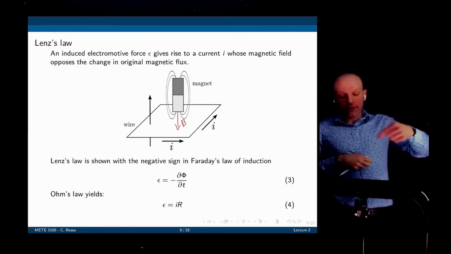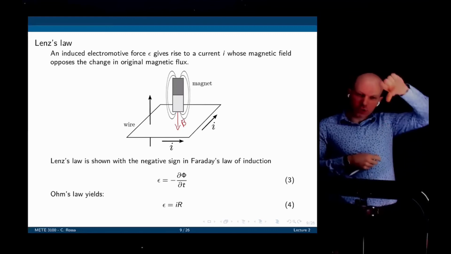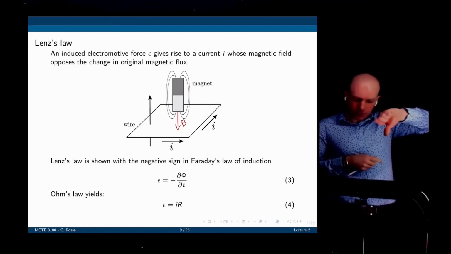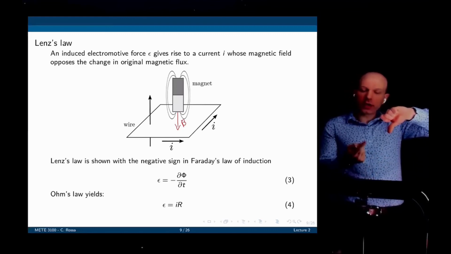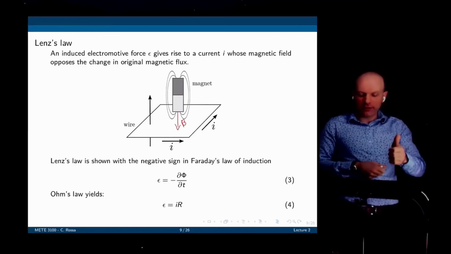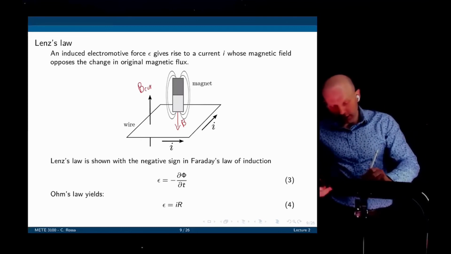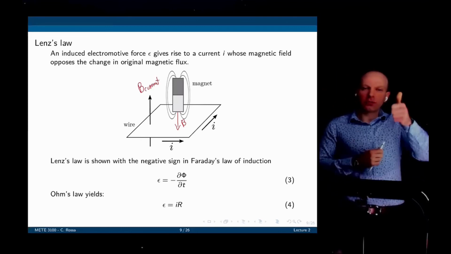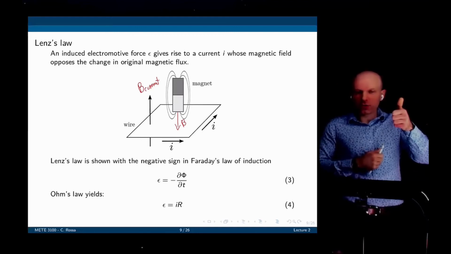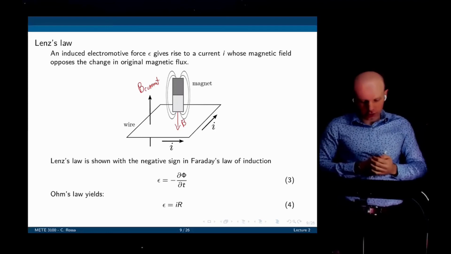So again, if the magnet here is going down with a flux B, then it's going downwards, and the wire needs to create a current that will oppose B. So the current now needs to create a magnetic field that goes upwards. Let's call this B current. So the magnetic field created by the current needs to go up, which means that the current now flows in a counterclockwise direction.